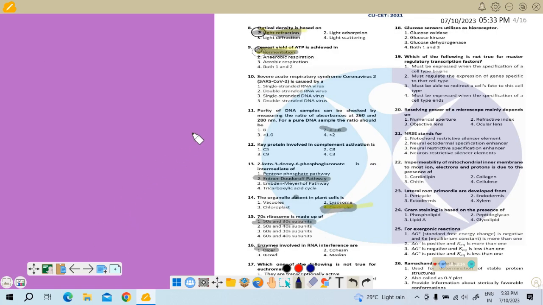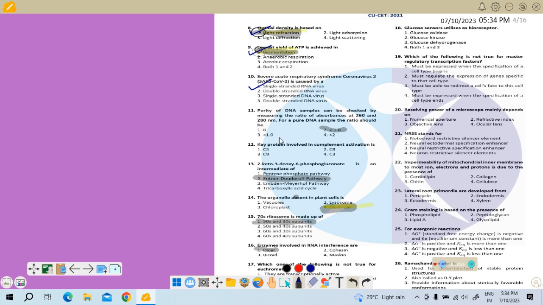Okay, now coming to the next question. Optical density is based on light refraction, light absorption, light diffraction, light scattering. So the answer is light refraction. Lowest yield of ATP is achieved in anaerobic respiration, aerobic, fermentation, both 1 and 2. So the lowest yield of ATP is in fermentation. Severe acute respiratory syndrome coronavirus 2 is caused by coronavirus 2. They're talking about the structure of coronavirus, that is a single-stranded RNA virus.